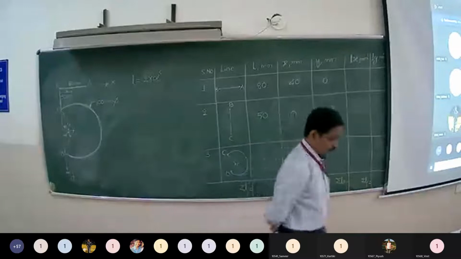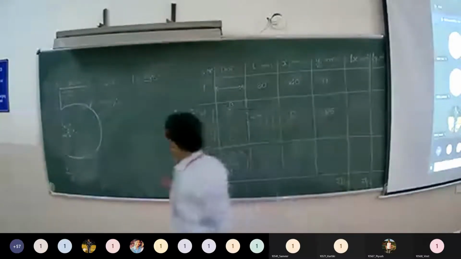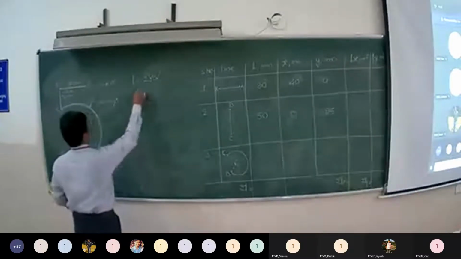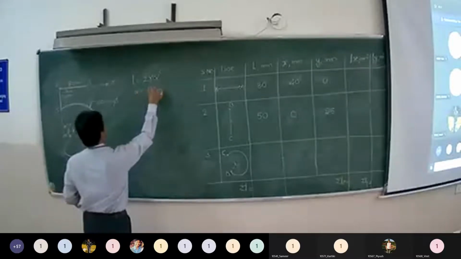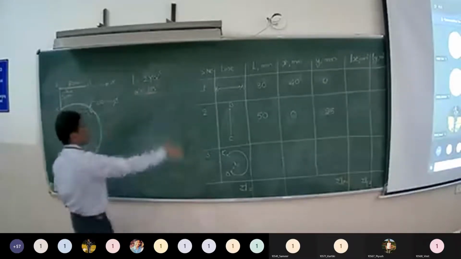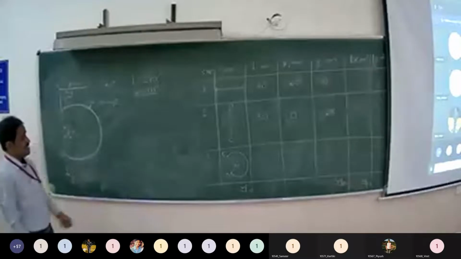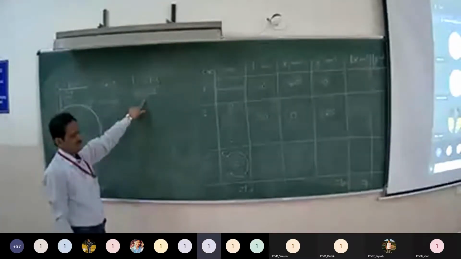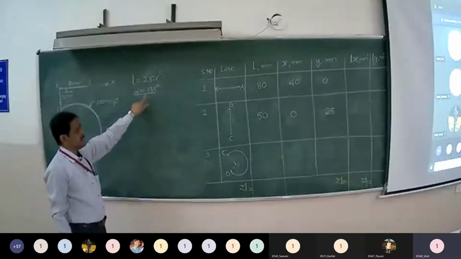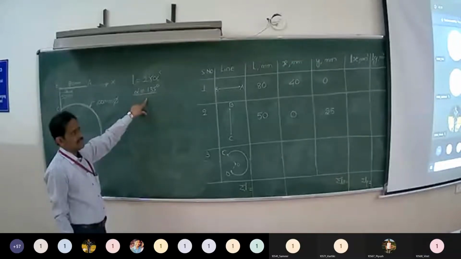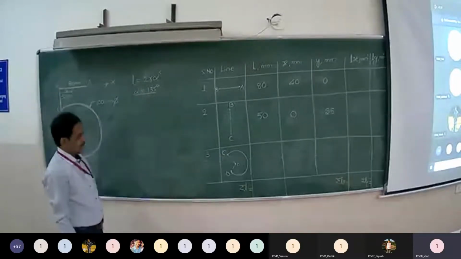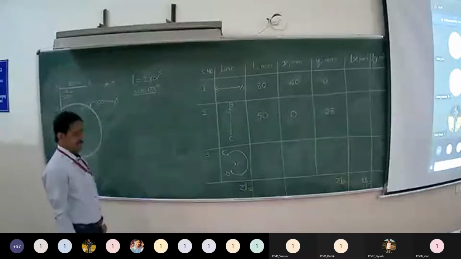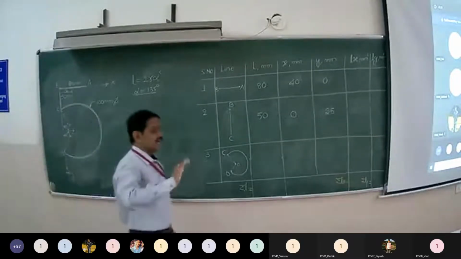So 135 degrees. 135. Very good. It is 135. It is 270 by 2 pi. So two alpha is 270. Anybody have doubts regarding this? 270 it is, yes. 270 is the 2 alpha, the total angle.